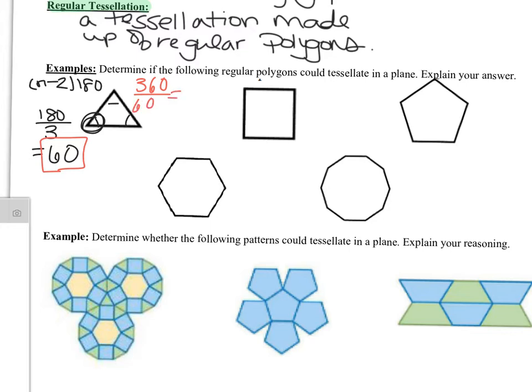360 divided by 60, well, that's 6. So since it goes into it evenly, I would say yes, equilateral triangles tessellate.